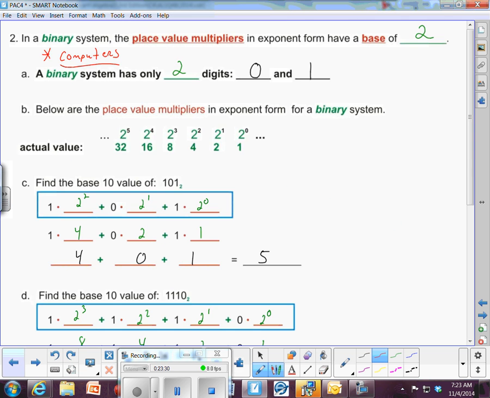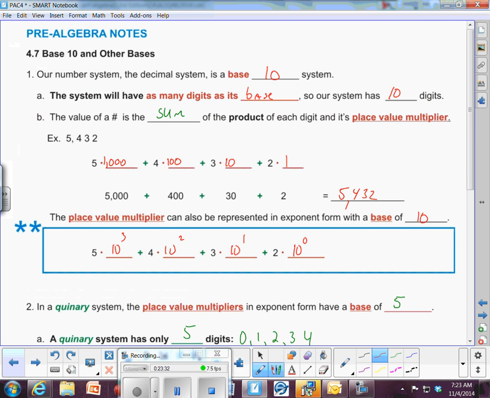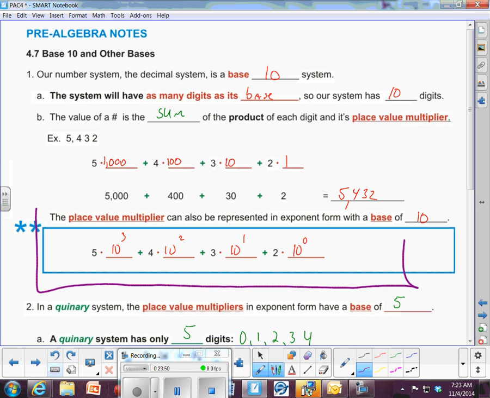All right, let me do a quick review here with you and we'll be done today. Remember it all starts off with our number system is a base 10 system, and remember the base matches how many digits you have. The base matches the number of digits for the system. What is the key to it all? It's these place value multipliers. These place value multipliers give the value of the number.